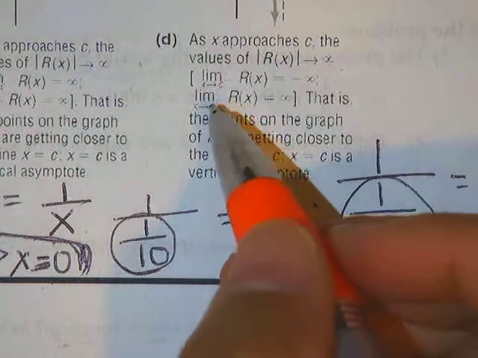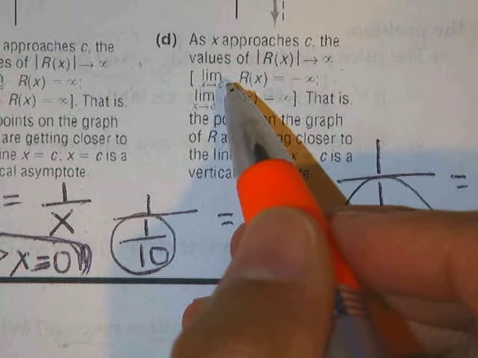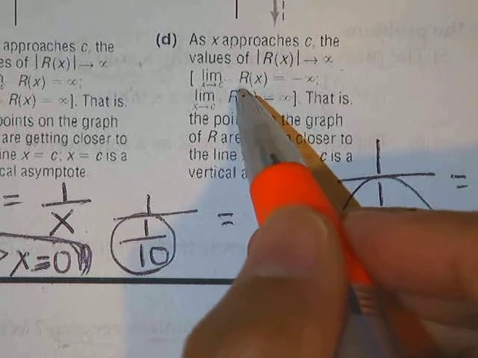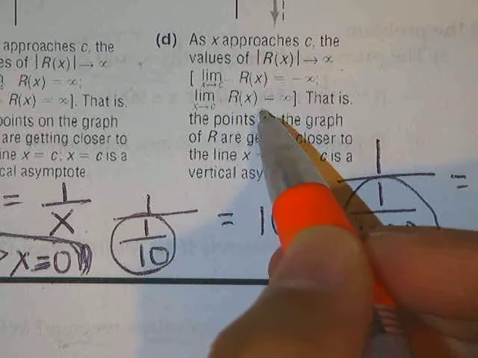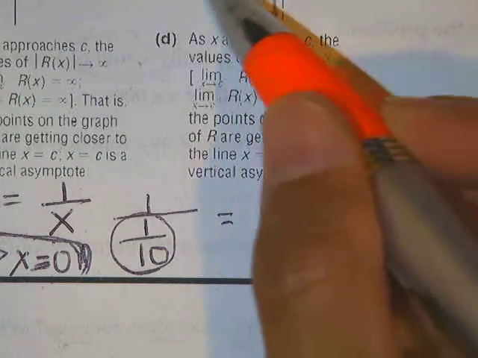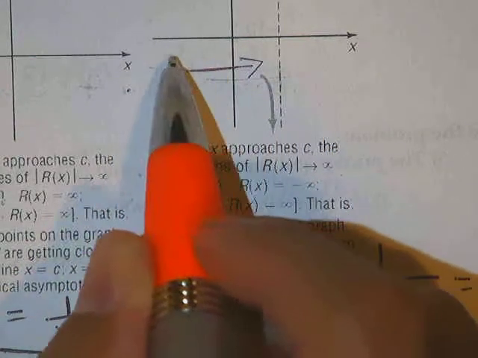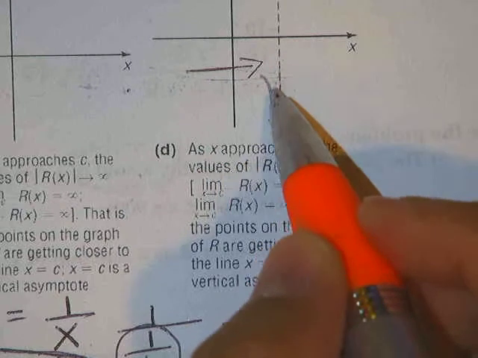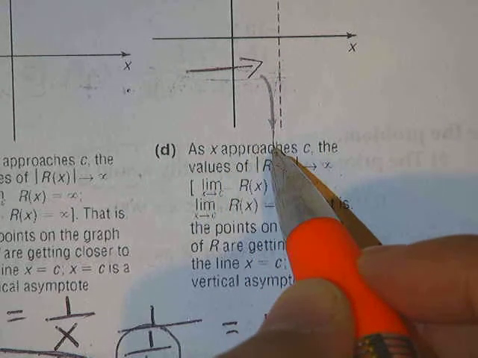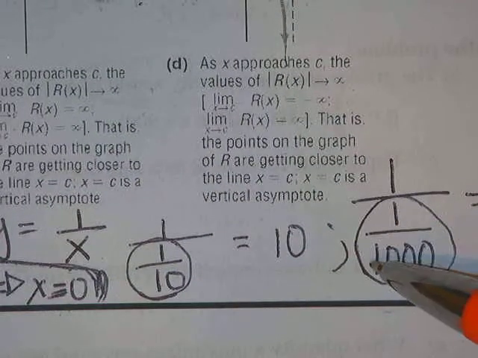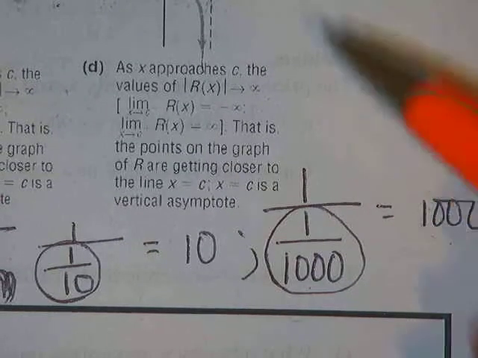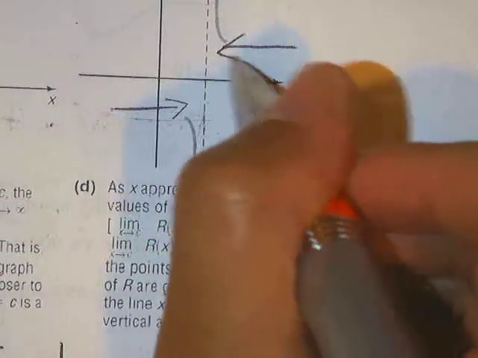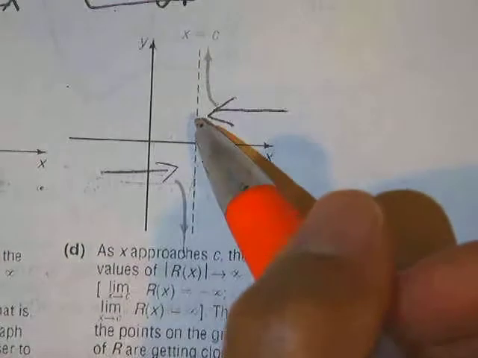So the limit as x approaches c from the negative side, then r of x approaches negative infinity. And the limit as x approaches positive c, r of x approaches positive infinity. So as you can tell, when x is approaching from the negative c here, your r of x is approaching negative infinity, which is getting very, very small, right? So when x is negative 1 over 1 millionth, then my r of x becomes negative 1 million. When x is approaching positive c, then r of x approaches positive infinity.